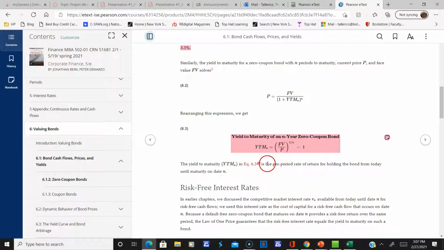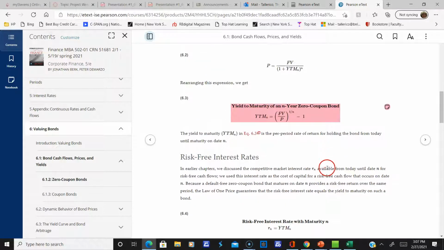So this is the per period, right? Let's say this says for an N year bond, so this will give you the annual rate here if I divide by N. So basically that's how that all plays out. This is the per period rate for holding the bond.